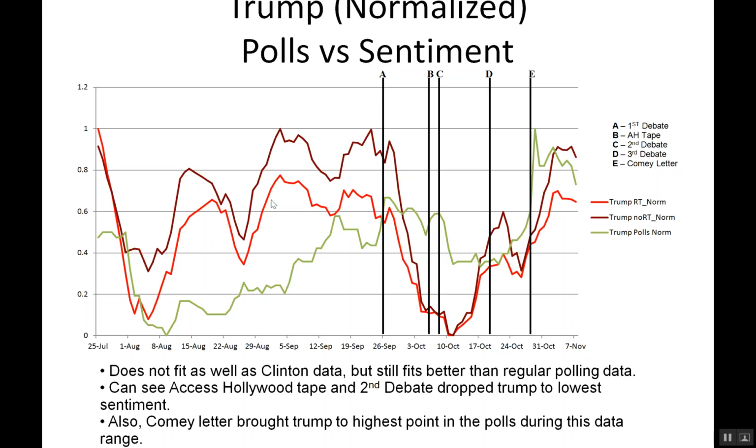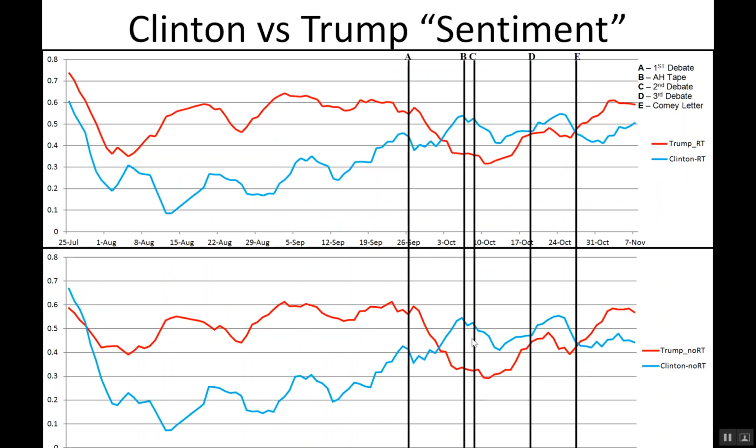We see the sentiment keeps going up and the polls keep going up. Here we see the sentiment drop and the polls drop. We get a good look at what the Access Hollywood tape did. He plummeted to his lowest sentiment from that in the second debate. And here's just a comparison of the sentiment.